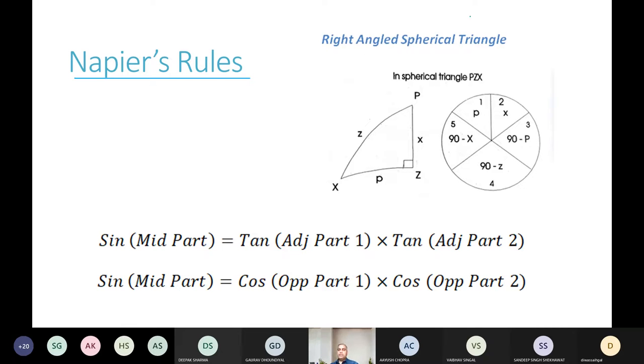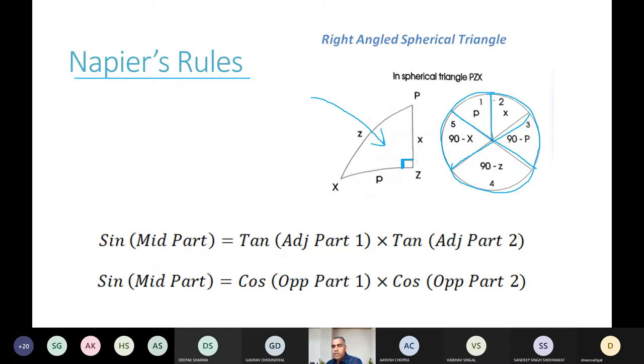So for applying this, we have to make a diagram. So what you do is you draw a circle, like I have drawn this blue color circle here. We have this PZX triangle, which is a special spherical triangle. You can see here that this angle Z is 90 degree angle. So it's a special spherical triangle. So when we apply the Napier's rule, we make this circular diagram. And in this circular diagram, we divide this diagram into five parts. Okay, so you can see these are the five parts in which we divide it.